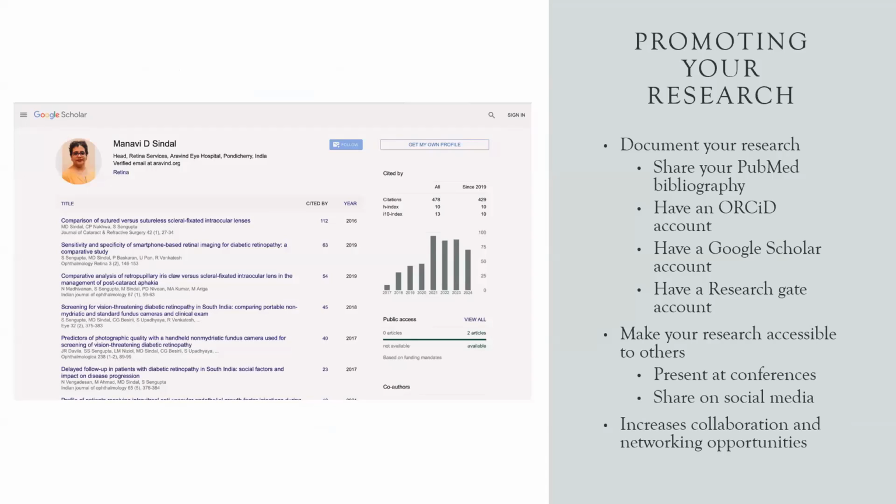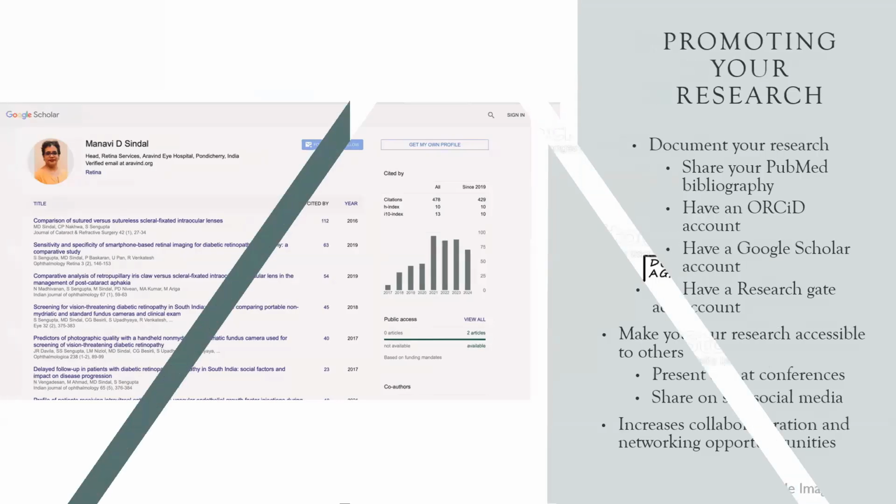Promote your research, document your research by sharing a PubMed bibliography, have an ORCID account, have a Google Scholar account, have a ResearchGate account. Make your research accessible by presenting it at conferences, by sharing on social media. This can help you increase your networking and collaboration with other people.